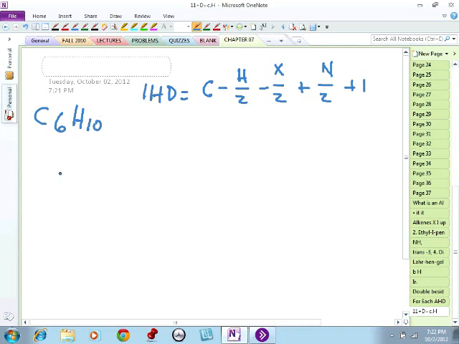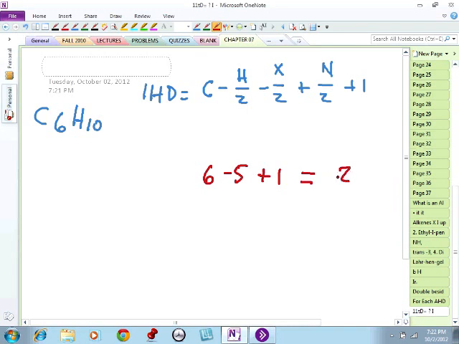Okay? So based on this formula here, what is C? 6 minus 5. We don't have halogen, so we don't need to worry. And we don't have nitrogen, so we don't need to worry. So plus 1. So this is what? 2 double bonds. Okay, 2 IHD. So what does this mean?